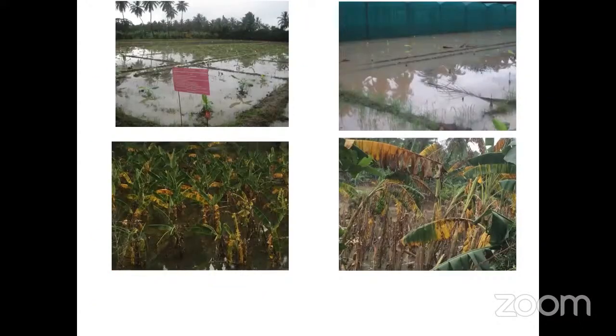Here we can see flood affected banana plants. Here we can see the 1 month old plants. This third photograph is the Tella Chakarkeli banana plantation, which has been submerged for 2 to 3 days. You can see the yellowing of the leaves and the complete damage of the crop. You can see the Kovvur Chakarkeli. This is the month old plantation.